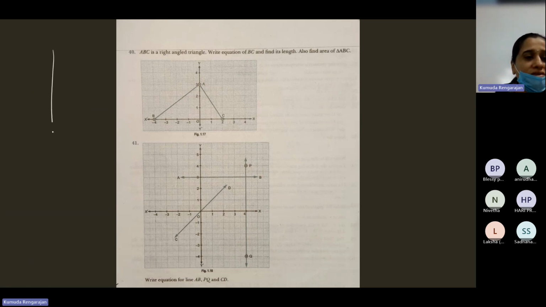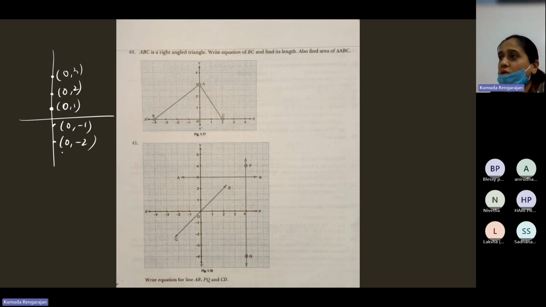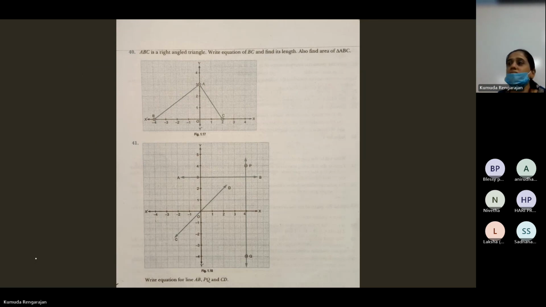Now supposing the y-axis, let's mark the points on the y-axis. (0, 1), (0, 2), (0, 3), (0, -1), (0, -2). So which coordinate is always 0? x is 0. x is always 0. x is equal to 0 is the equation of the y-axis.